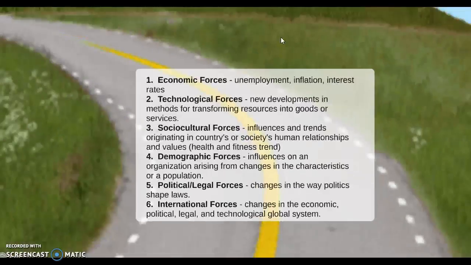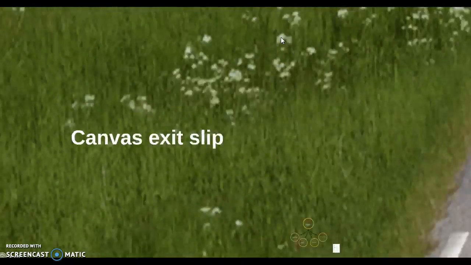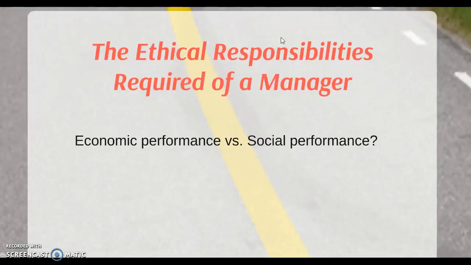This is about as far as we got on Tuesday, and then you had your assignment over the stakeholder theory. Now we're going to talk about the actual ethical responsibilities that managers have. Economic performance versus social performance. Economic performance is the bottom dollar result. Social performance is the impact on society that the company is having thanks to the leadership of a manager.